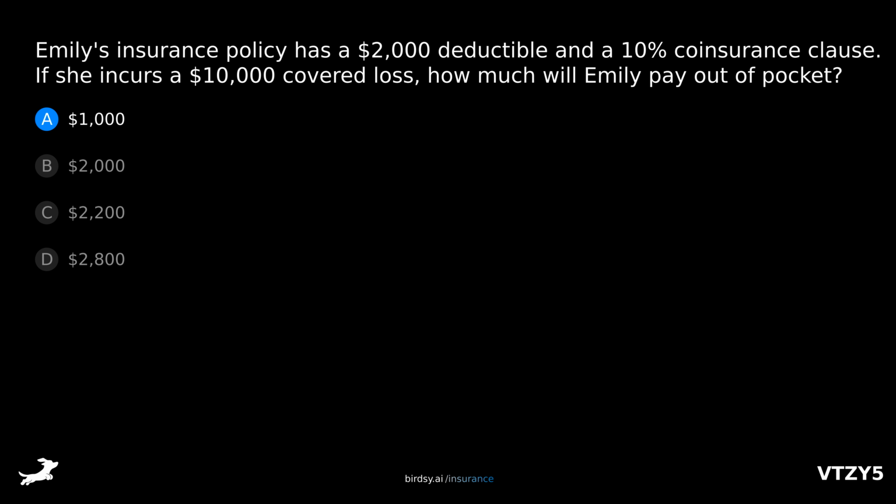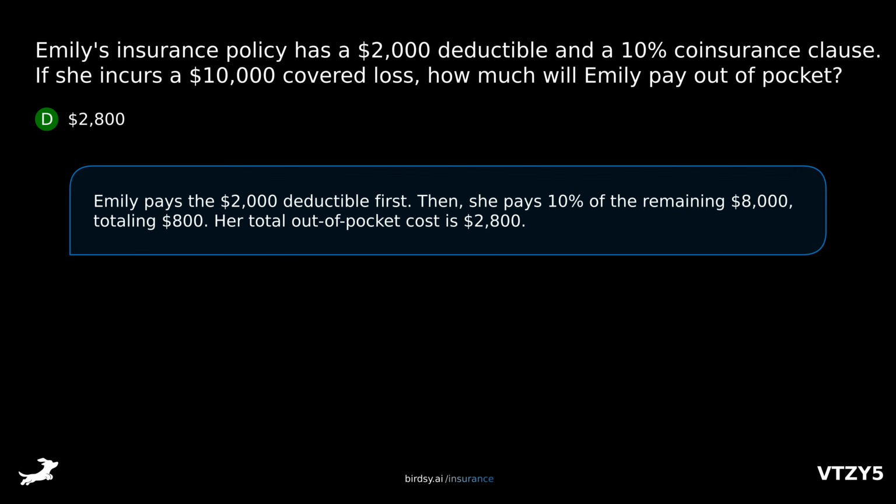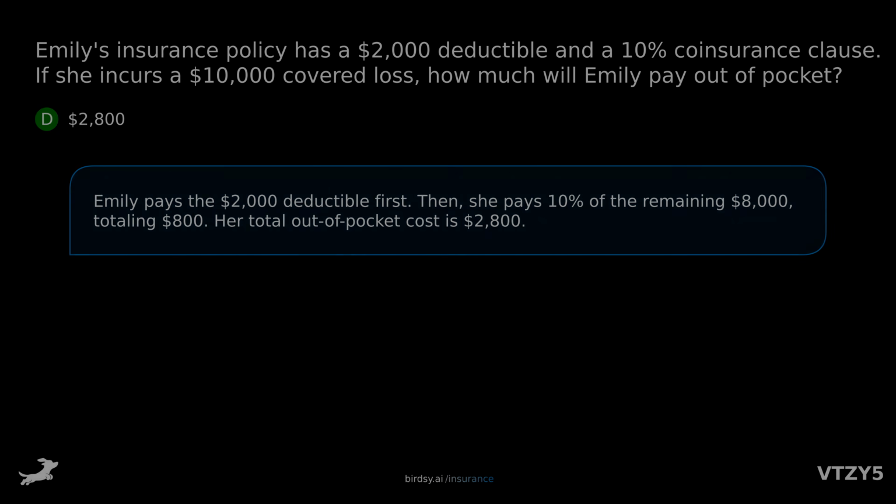Is it A, $1,000, B, $2,000, C, $2,200, or D, $2,800? The answer is D, $2,800. Emily pays the $2,000 deductible first. Then she pays 10% of the remaining $8,000, totaling $800. Her total out-of-pocket cost is $2,800.